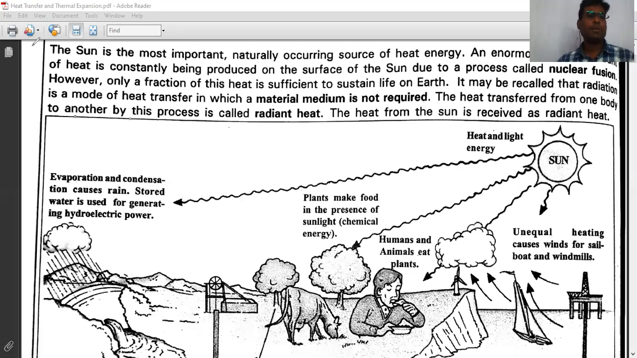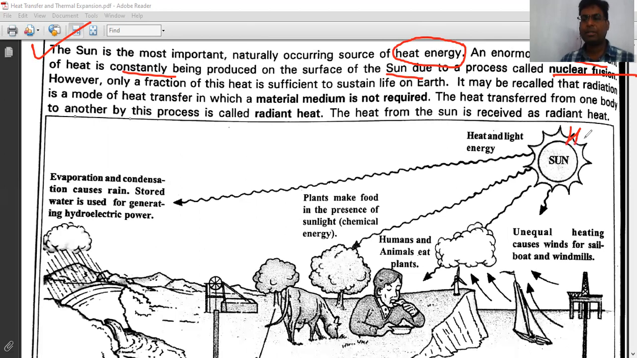Now look at the next point. The sun is the most important and naturally offering source of heat energy. The sun is the ultimate source of heat energy. It produces a large amount of heat constantly, due to the process of nuclear fusion, right? So nuclear fusion is happening on the sun.